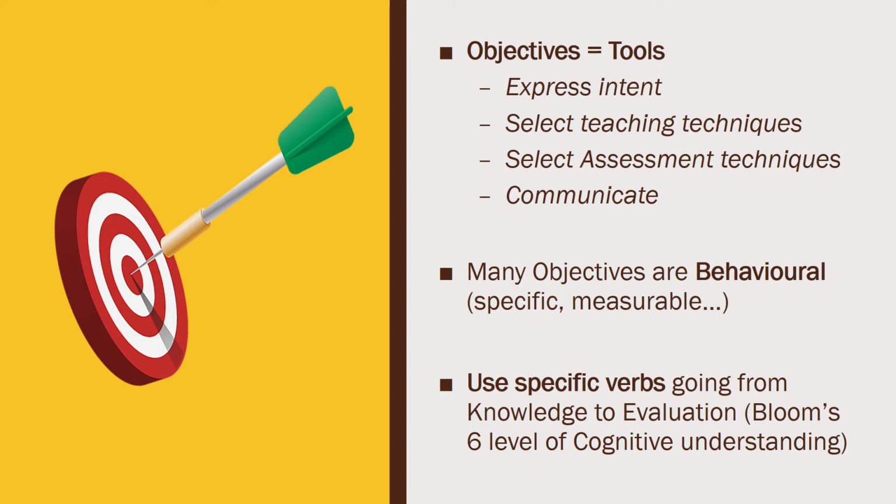And the last one is use specific verbs. Sometimes it's better even to go through Bloom's 6 levels of cognitive understanding. We'll talk about that in a future video. But you can Google it and you will find all those verbs useful for declaring objectives.